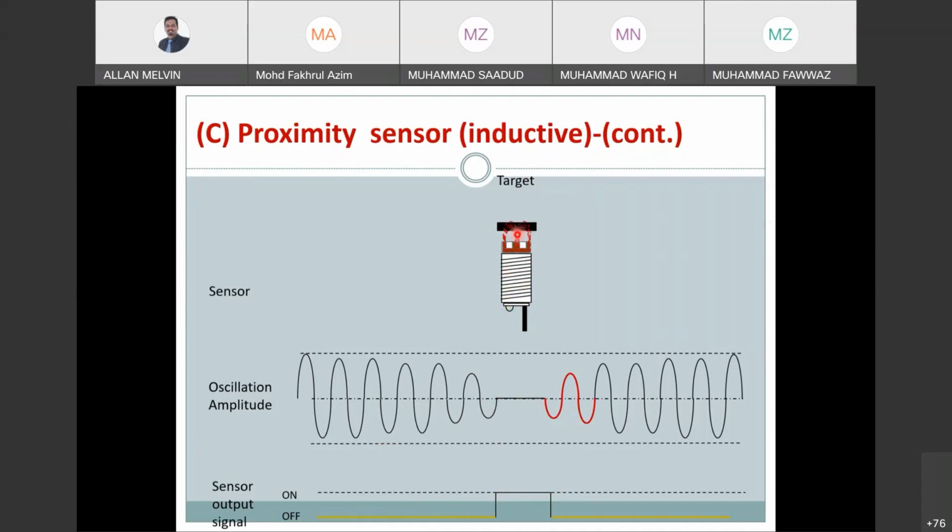Okay, sensor akan on. Then dia bergerak jauh, dia akan off. So amplitude akan jadi besar balik. Okay, then lagi jauh dia akan semakin besar amplitude, and your switch will be off because it's not achieved the minimum distance. Then dia akan pergi lagi jauh. So until it move from the proximity. So that's why when something comes nearby or your target comes nearby, it will detect. Okay, so inductive, dia detect based on the material. Kalau dia metal ataupun a good conductor.